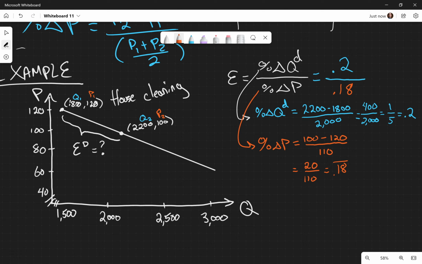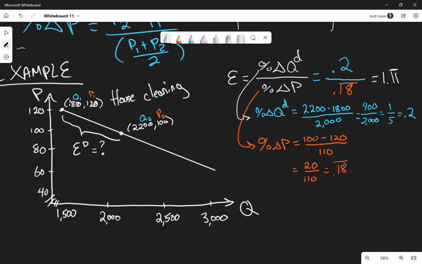This is not the easiest example in terms of numbers, but at least it's got a lot of repeating stuff, which is kind of cool. And this ends up being 11.11 repeating. Oh wait, sorry, not that, it's 1.1 repeating. I have a typo here. It's 0.2, not 2. 0.2 divided by, yeah. I'm like, that's way too elastic.